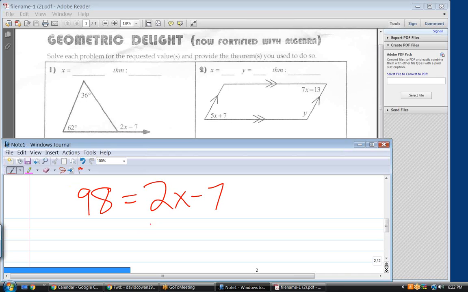So let's go ahead and do the algebra. We might as well get an answer on these. Yeah, so x would be 52.5. They couldn't make it simple, could they? Nah, they really couldn't.